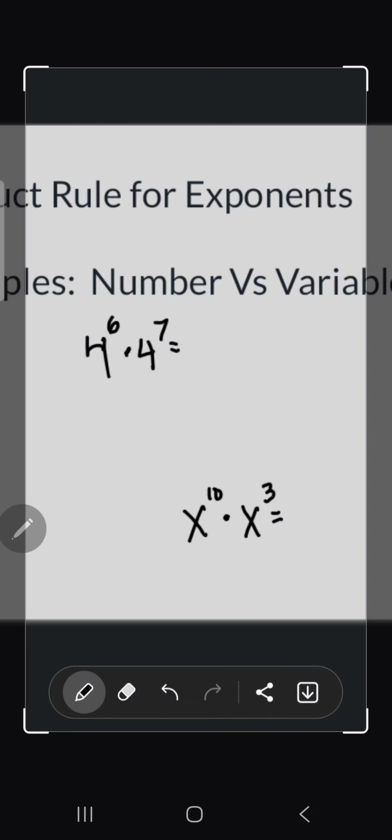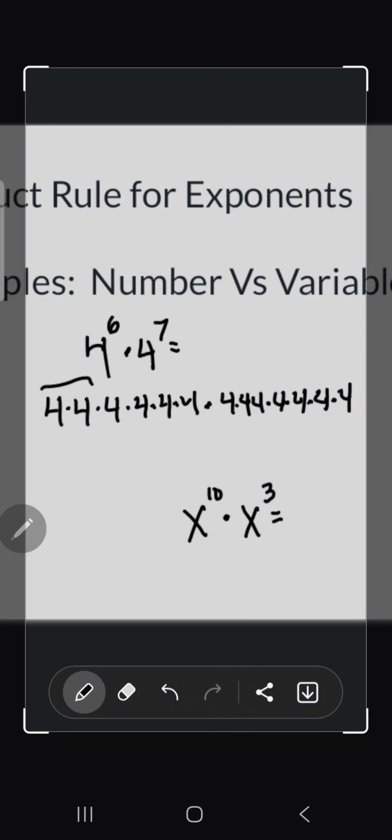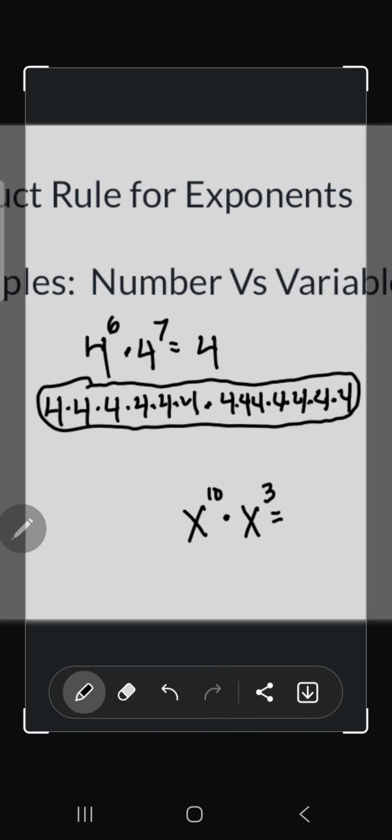What we need to do is come up with a rule that explains what we can do. So if I wrote these each out, it would be like 4 times 4 times 4, 6 times. And the next one would be like multiplying another 7. And if you look at what the result would be, if you added these all together and simplified it, it would be 4 to the 13th power. Well, the rule here is that you add the exponents.